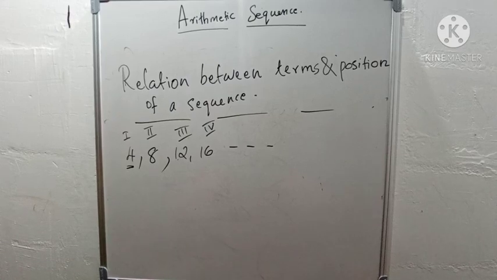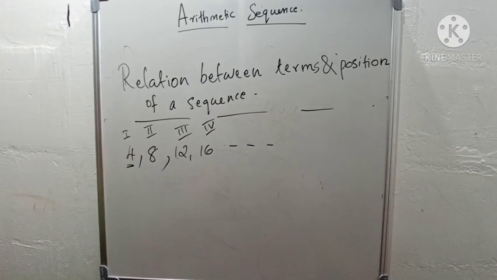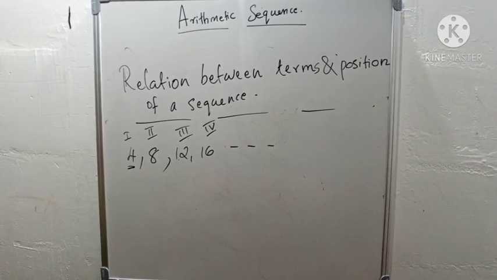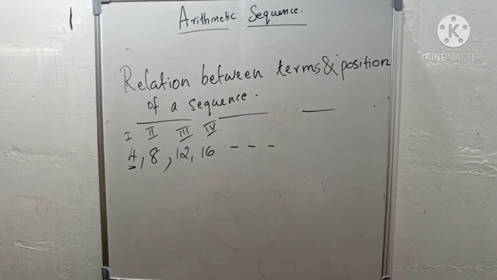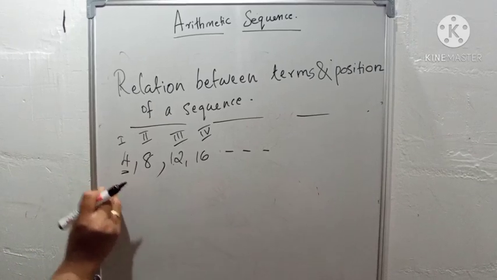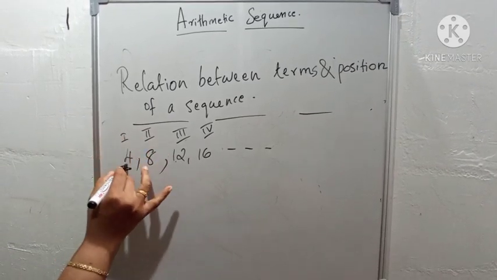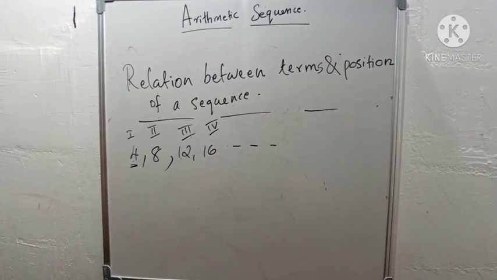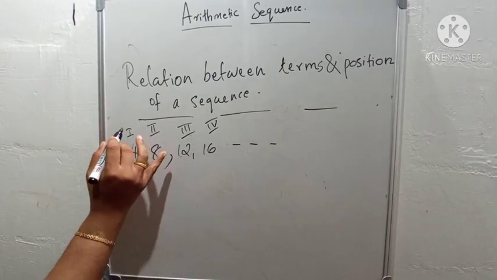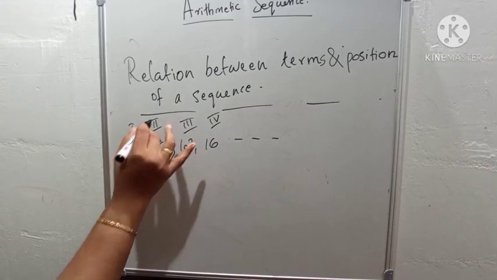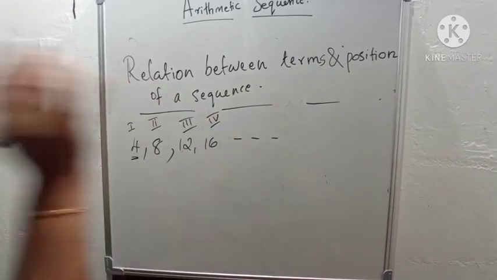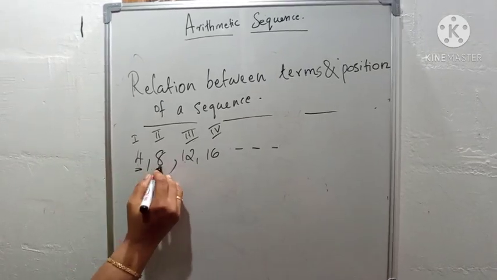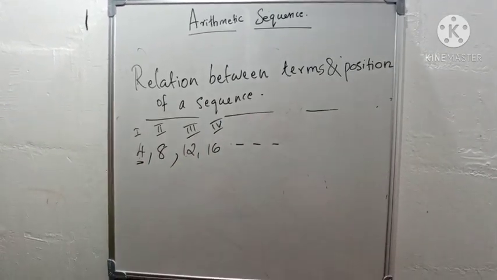Then what about the fifth term of the sequence? Without adding, can you say the next number of this sequence? I am going to find out a relation between the position and the terms of this sequence. Position means first is the position, second is the position, third is the position, fourth is the position, etc. are the positions. And the terms are 4, 8, 12, 16, etc.